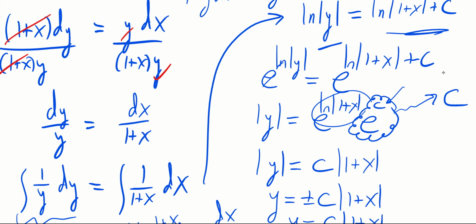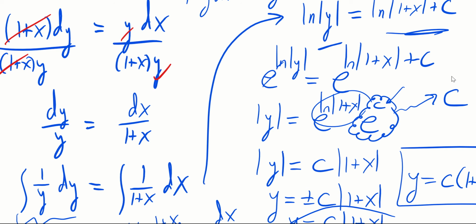And then similarly, that absolute value of 1 plus x, that would be positive when x is greater than negative 1, and negative when x is less than negative 1. So you could leave it like this, or you could choose to get rid of the absolute value bars and let the constant c absorb the sign there. Okay. So we get our solution. So the solution to this separable differential equation is going to be some constant times 1 plus x.